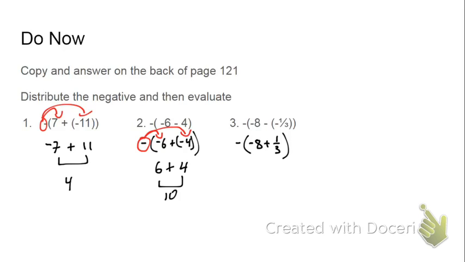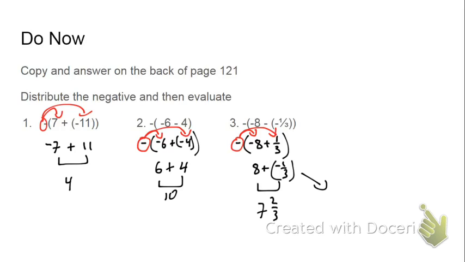Then we do the same thing we did for the other two. That negative outside the parentheses distributes and turns everything inside to its opposite. So here, the opposite of negative 8 turns to positive 8, and that 1/3 turns into negative 1/3. Then we get to a problem we've done a bunch of times. 8 plus negative 1/3 should get you 7 and 2/3. It's positive because this positive number has a bigger absolute value than the negative number.